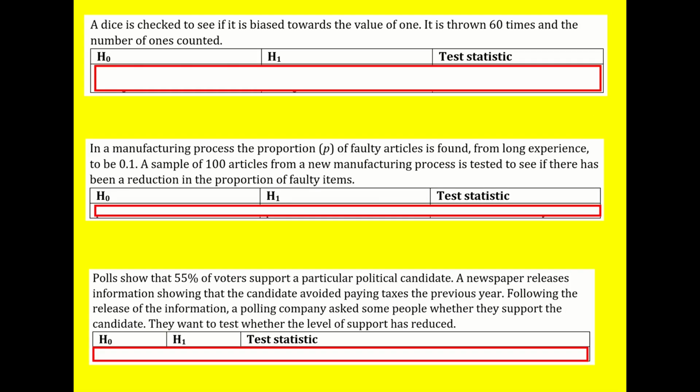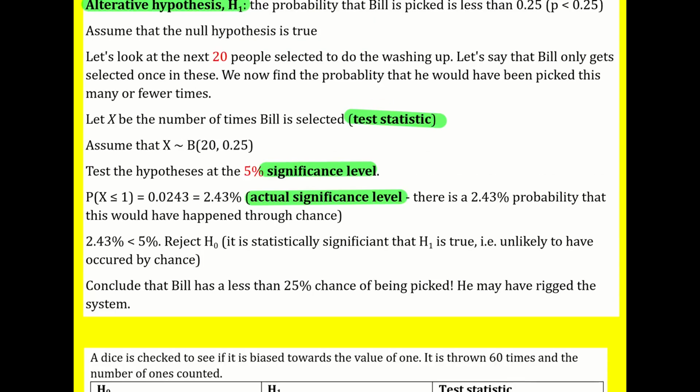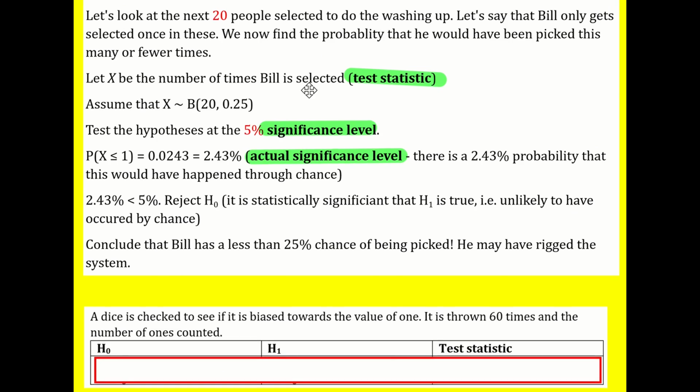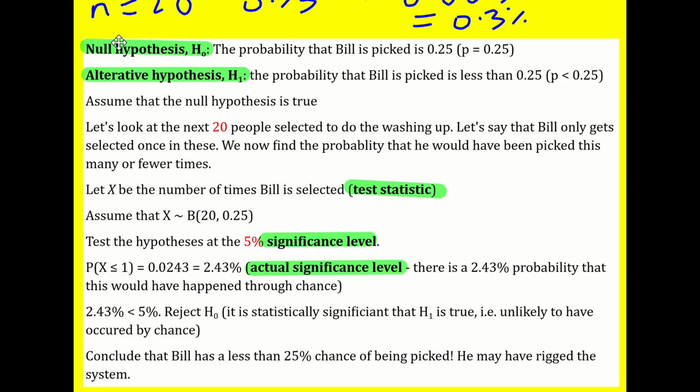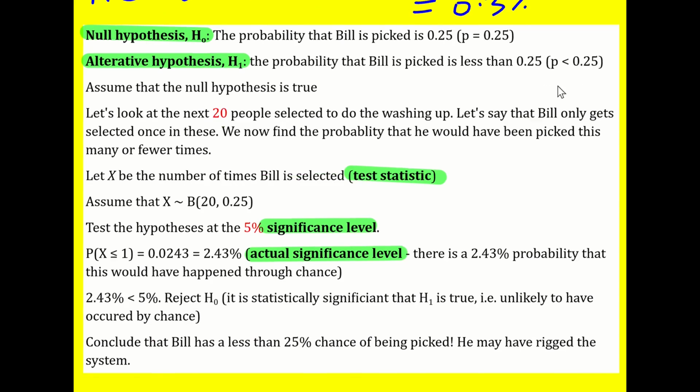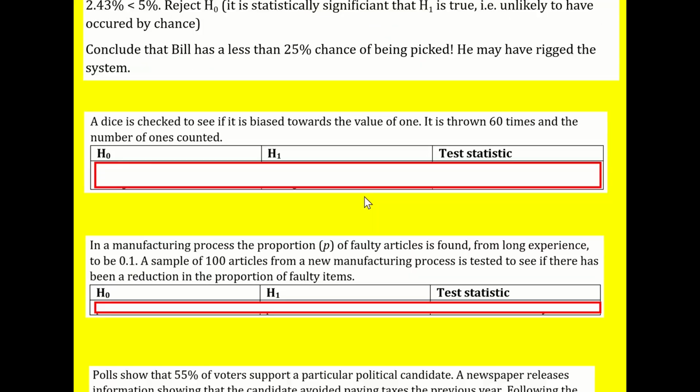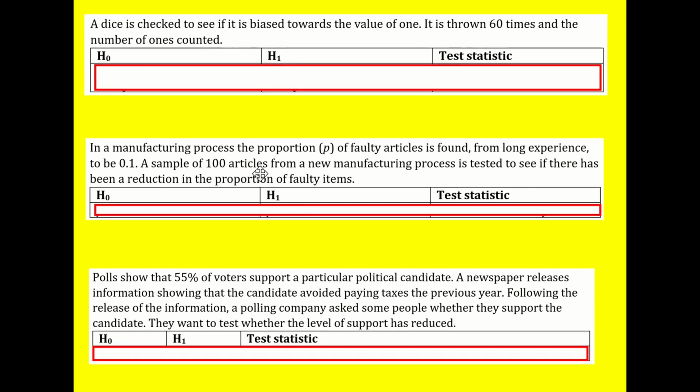Okay, so we have introduced the idea of hypothesis testing and all this different terminology. So just take a look here. The number of times Bill was selected was the test statistic in that case, and we had a null hypothesis that the probability Bill was picked was 0.25, an alternative that it was less than 0.25. So we're going to look at three other situations, and I want you to think about what H0, H1, and the test statistic could be. So pause the video at suitable points and try this first one now.